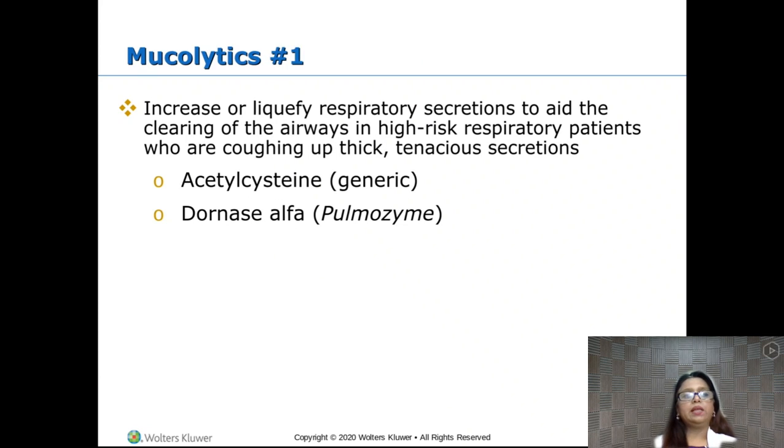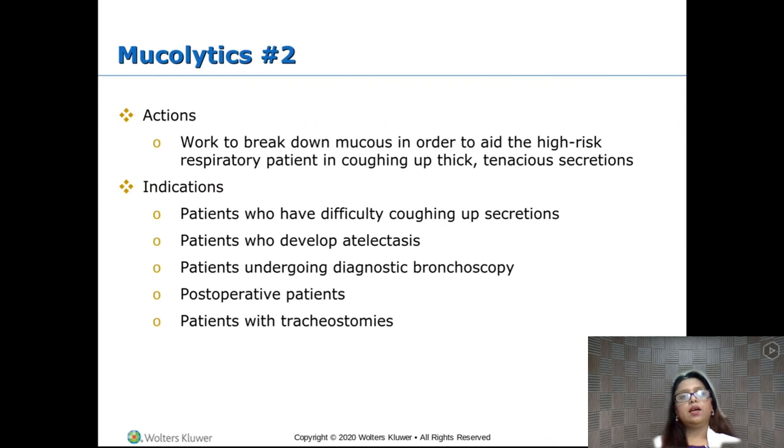Mucolytics, something that will break up that thick mucus. They increase or liquefy respiratory secretions to aid in clearing the airway in high-risk respiratory patients who are coughing up thick, tenacious secretions. Examples could be acetylcysteine and also dornase alfa. Mucolytics work to break down the mucus in order to aid the high-risk respiratory patient in coughing up thick and tenacious secretions.